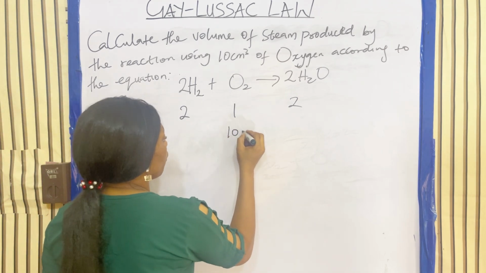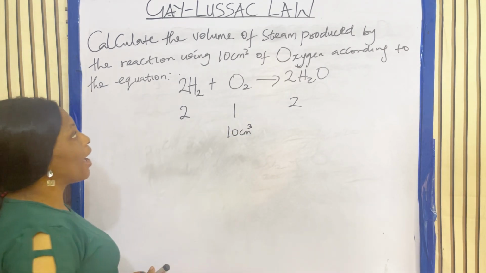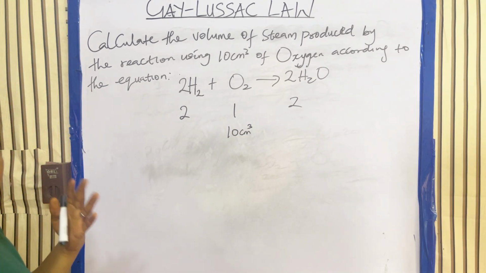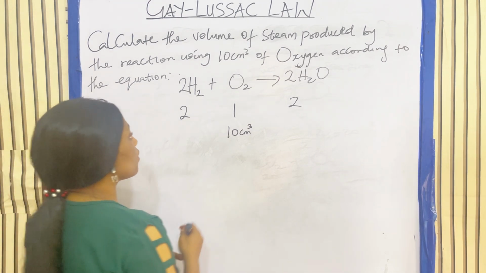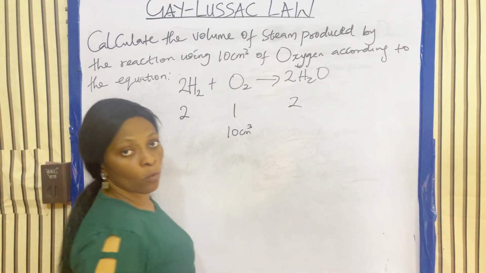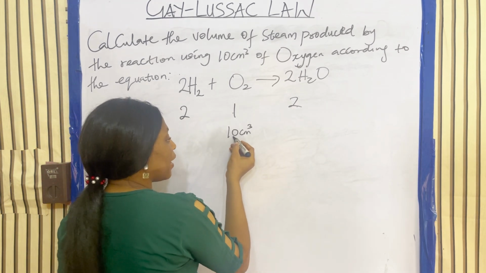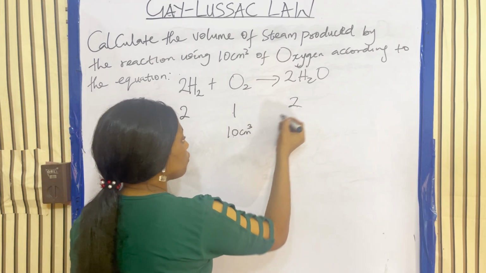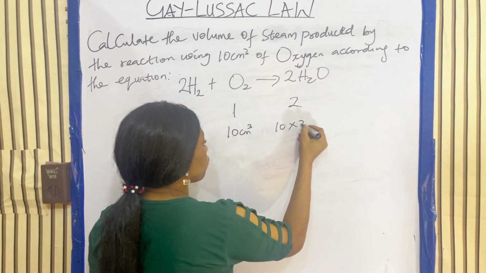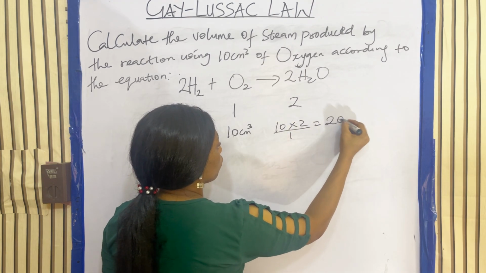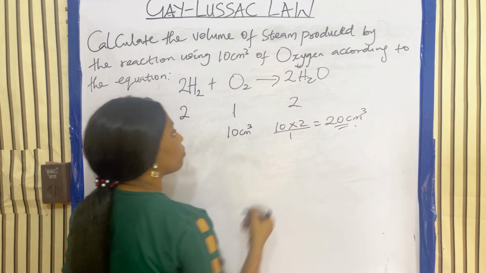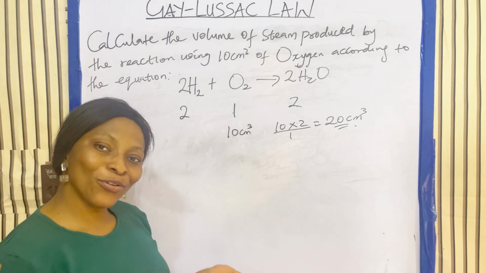So 10 cm cube of oxygen. We are asked to calculate the volume of steam produced. So what is steam here? This is steam. Water, steam. So 1 produces 2, 10 will produce how many? You cross multiply, 10 times 2 divided by 1, and that will give us what? 20 cm cube of steam produced.